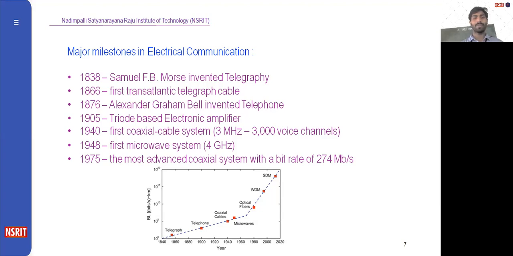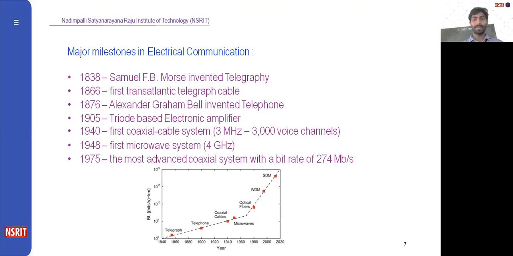Why did we go for the first microwave system? Here, the frequency is increased from 3 megahertz to 4 gigahertz. In 1975, again, the most advanced coaxial system with a bitrate of 274 Mbps has been developed. You can see that in the graph. First, we went for telegraphy, where we can send only symbols, and then we went for the telephone, where we can transmit voice signals, and then we went for coaxial cables, where we can make the communication through radio signals.